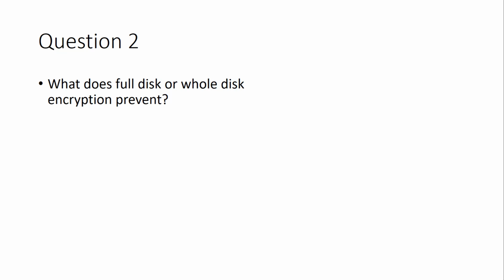What does full disk or whole disk encryption prevent? It prevents a data breach if the device is stolen. So, very common if you have a laptop or a flash drive and you have private information on it and you're traveling and someone steals it. Well, they'll have access to all the information on that flash drive or laptop. However, if you implement some type of whole disk encryption or whole device encryption, even if they happen to find your device, they won't be able to get into it because it's all encrypted.